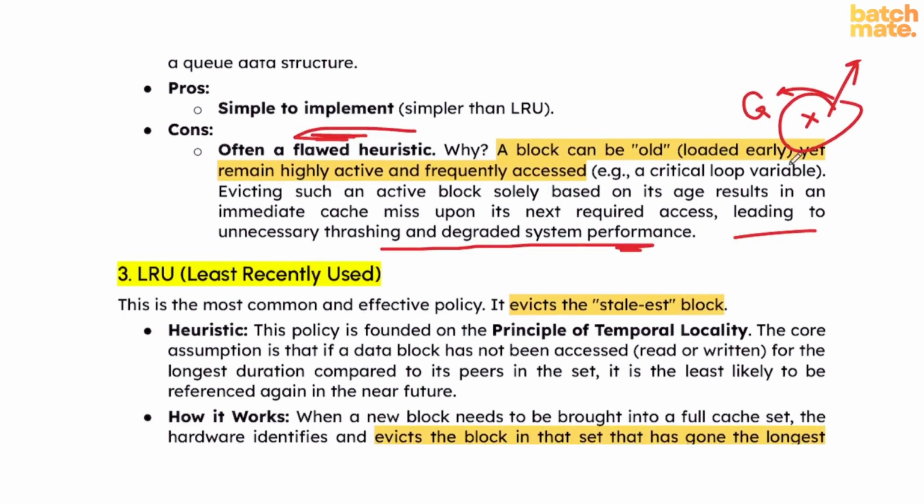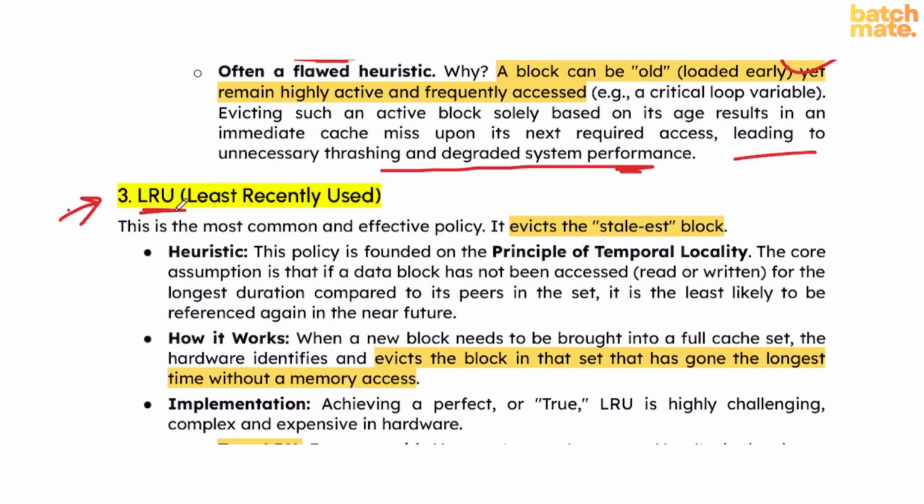So random is too chaotic and FIFO is too rigid. We need something better. We need an algorithm that understands recency. And that leads us to the king of policies, LRU. LRU is the gold standard. This is the policy that actually makes sense, and it is the most common and effective policy. It evicts the stalest block.